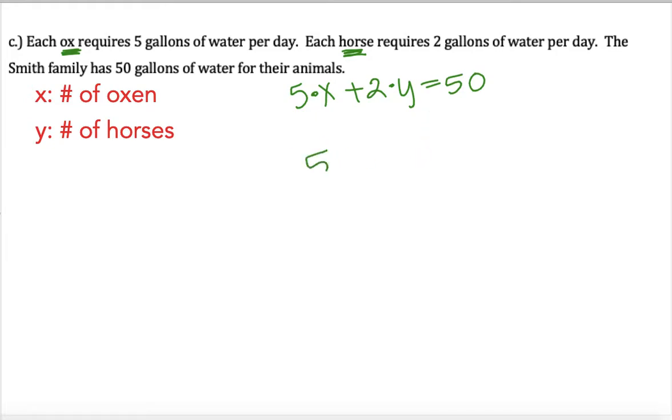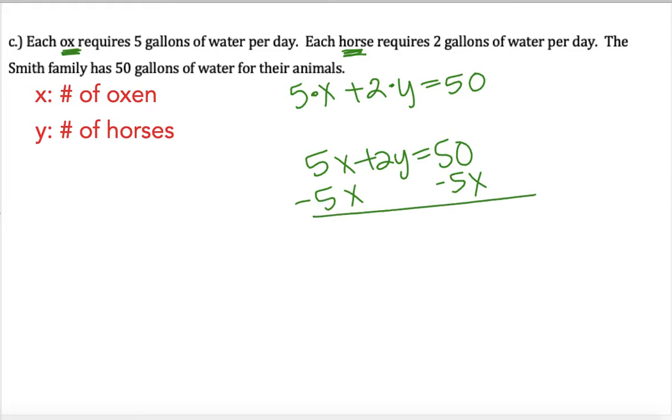slope-intercept form. So I'm going to rewrite this equation, 5x plus 2y equals 50. And I'm going to subtract 5x from both sides. And again, getting y by itself is slope-intercept form. So that cancels out, and I'm left with 2y. Now on this side I have 50 minus 5x. Either way you prefer, you can write 50 minus 5x, or you can say negative 5x plus 50. Just realize these are not like terms, so you would write them just like this.